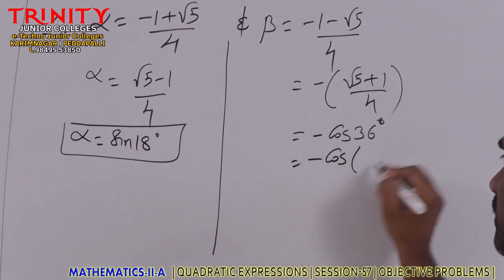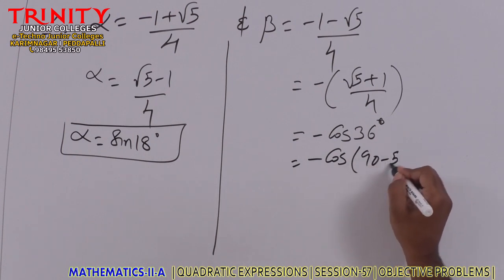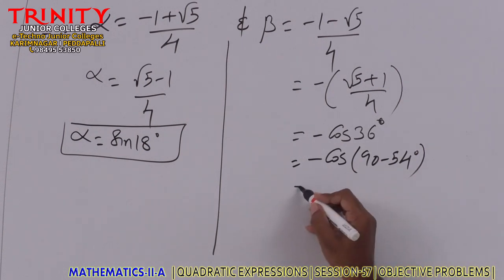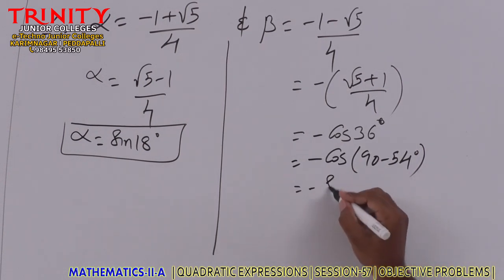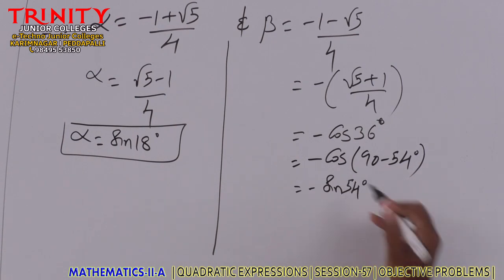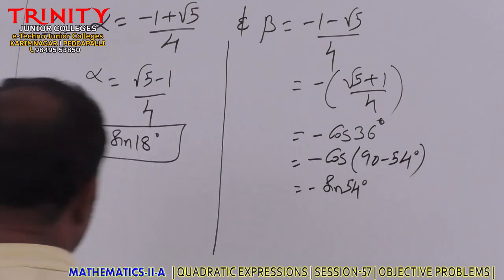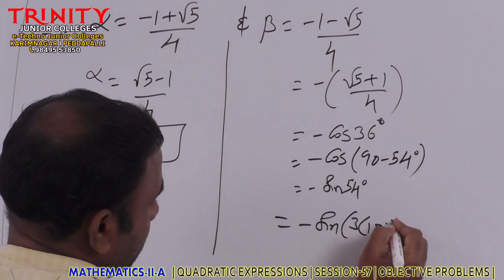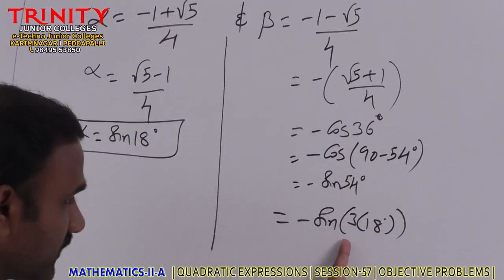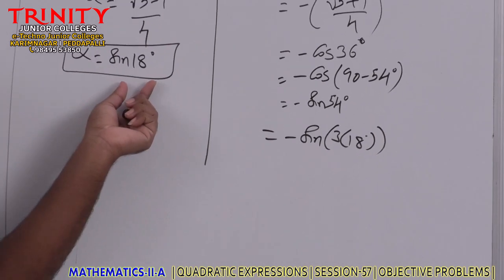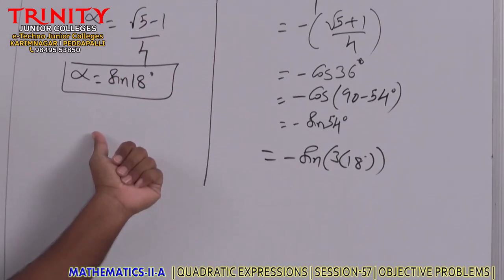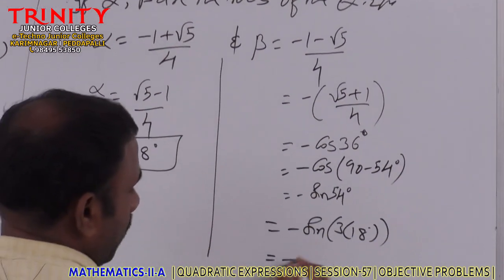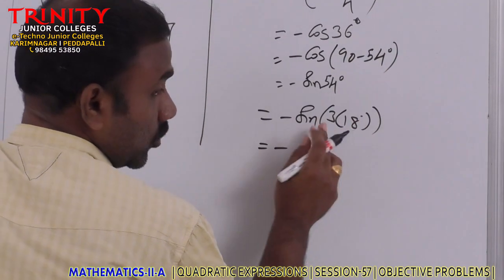Cos 36, without changing its value, can we write it as cos of 90 minus 54 degrees, or not? 36 can be expressed as cos of 90 minus 54. Cos of 90 minus theta, the trigonometric ratio changes, then it becomes sine 54 degrees. Therefore, minus sine 54 degrees. Can I write it as 3 into 18 degrees? 18 threes are 54. Now we are expressing it in the combination of 18 degrees. Why? Because we have to express beta in terms of alpha. That's the reason. Minus sine 3 into theta.